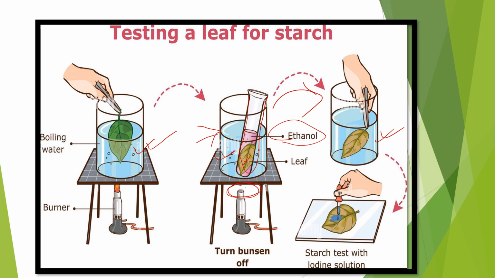Now we are laying the leaf in a dish and putting a few drops of iodine on it, and the color of the leaf changes to blue black. So what makes the color of the leaf change to blue black? The conclusion is that starch is present in the leaf. Glucose produced by the process of photosynthesis is stored in the form of starch in the leaf, which is showing the blue-black color. So hence it is proved by testing a leaf for starch.